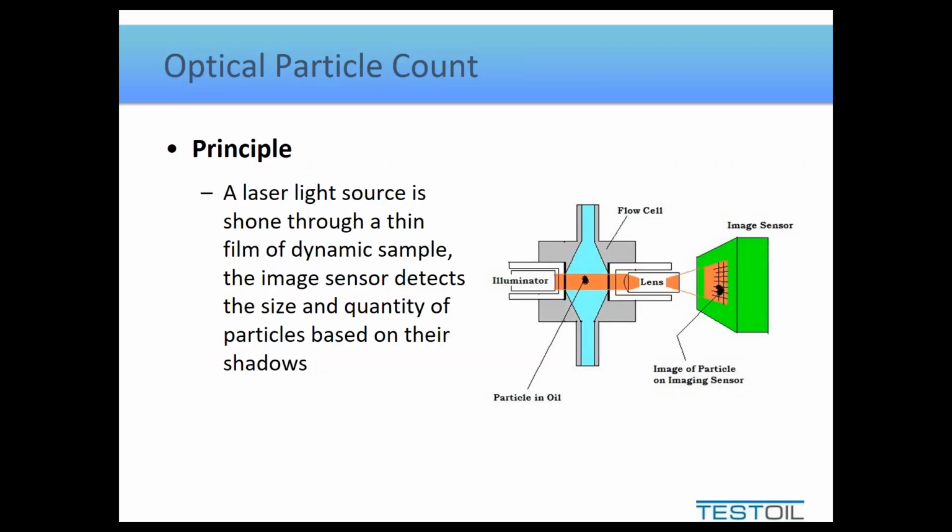So this is something we should always be aware of, that we're not measuring the shortest dimension, we're not measuring the longest dimension, we're not measuring the average dimension. We're measuring a spherical equivalency.